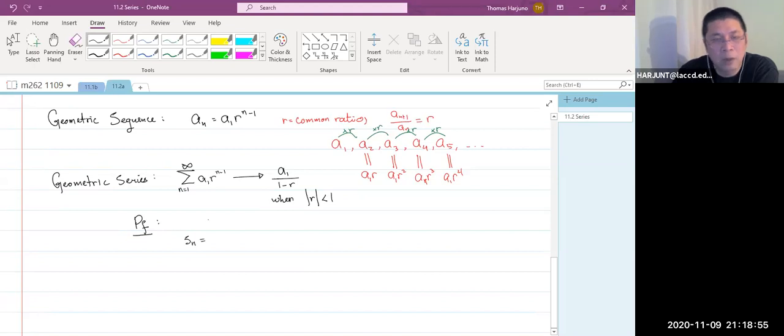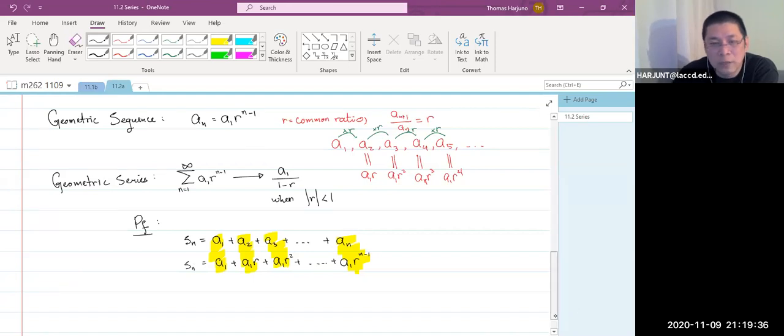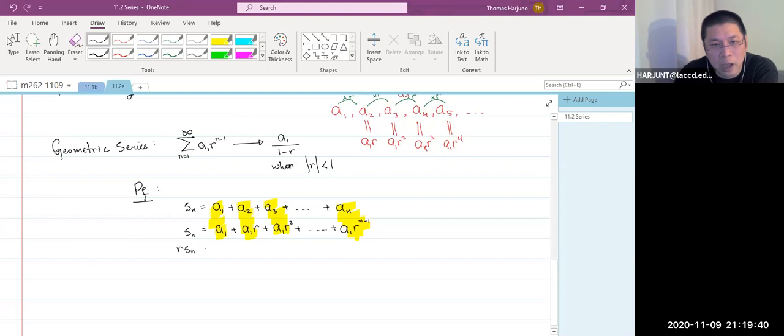The n-th partial sum Sn will be the first term plus the second term plus the third term, all the way to the nth term, which is the first term plus the first term times r plus the first term times r squared, all the way to the first term times r to the n minus 1. So I basically do this in parallel, I do the substitution. Okay, that's my nth partial sum. Now, if I multiply this nth partial sum by r, then each of these terms gets multiplied by r.